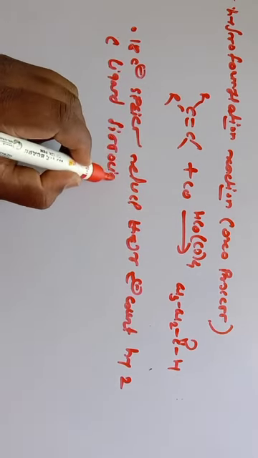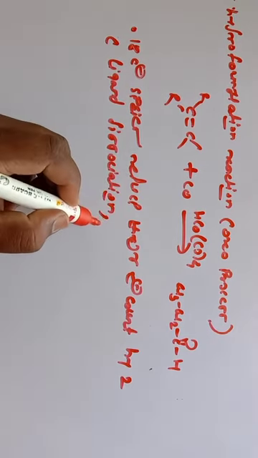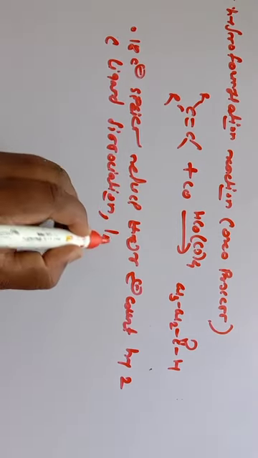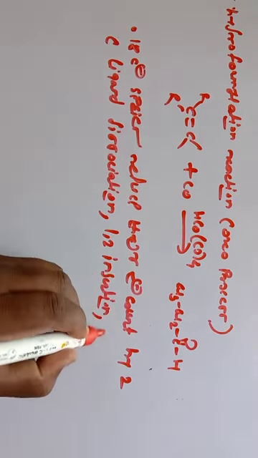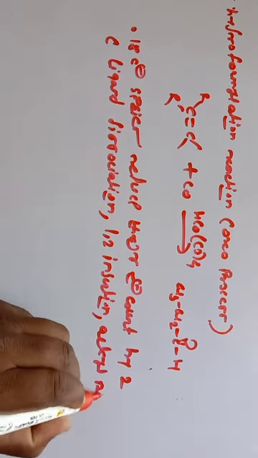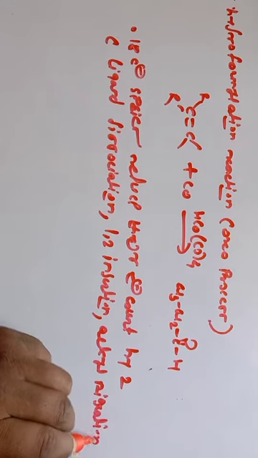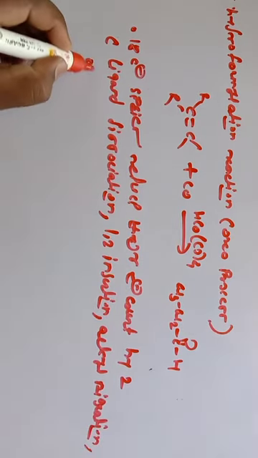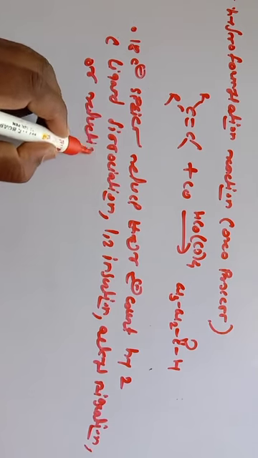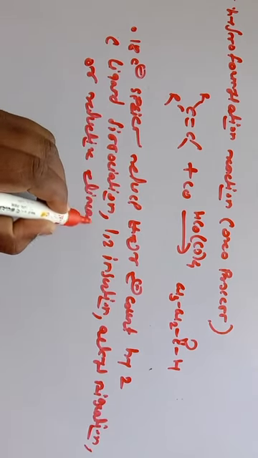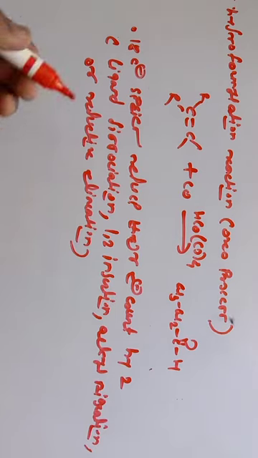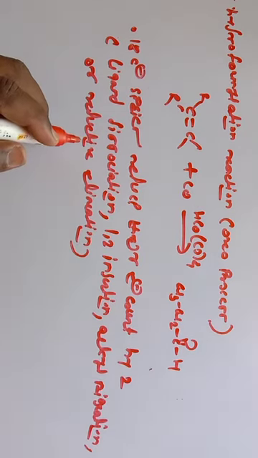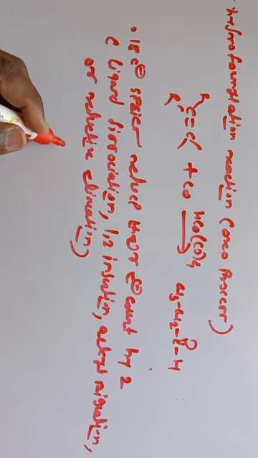then 1,2 insertion, then alkyl migration, or reductive elimination. That is, the 18 electron species reduce their electron count. So conversion of an 18 electron intermediate into a 16 electron one occurs with the help of these processes: ligand dissociation, 1,2 insertion, alkyl migration, or reductive elimination.